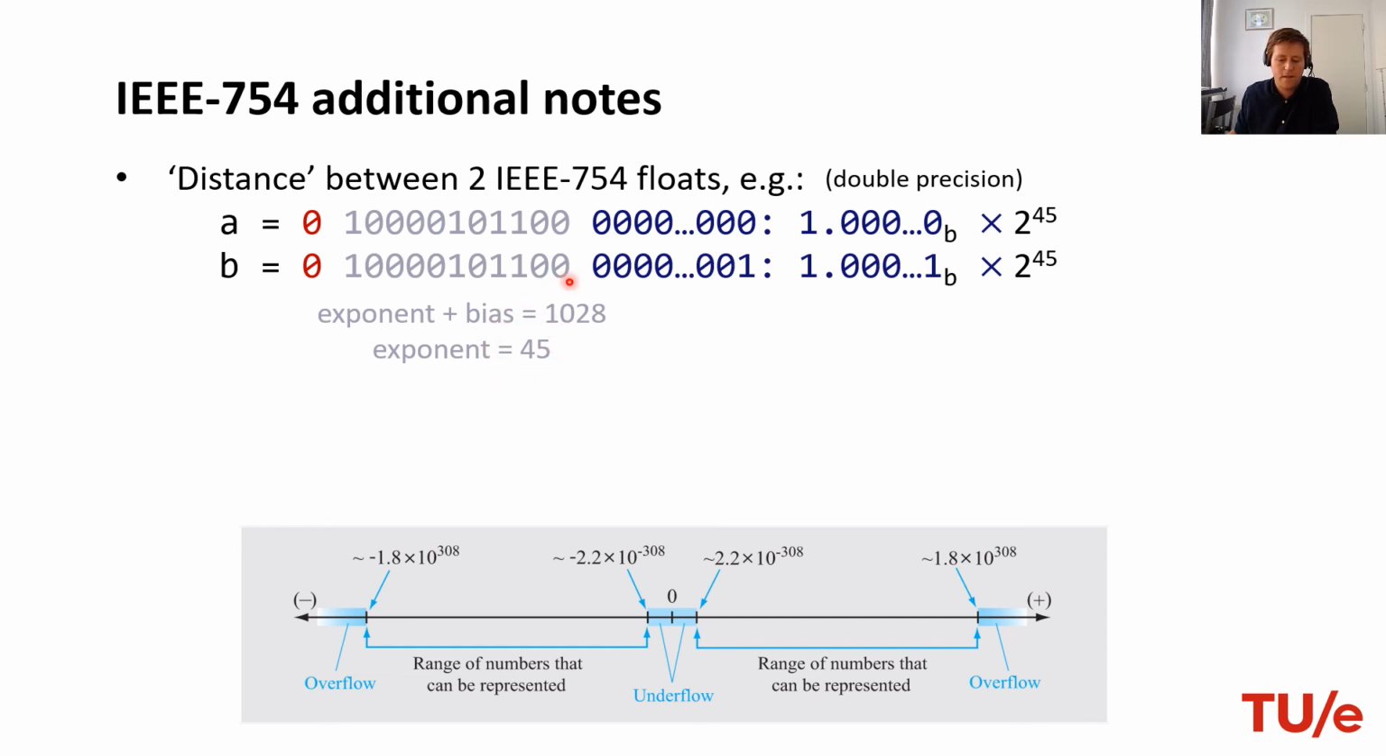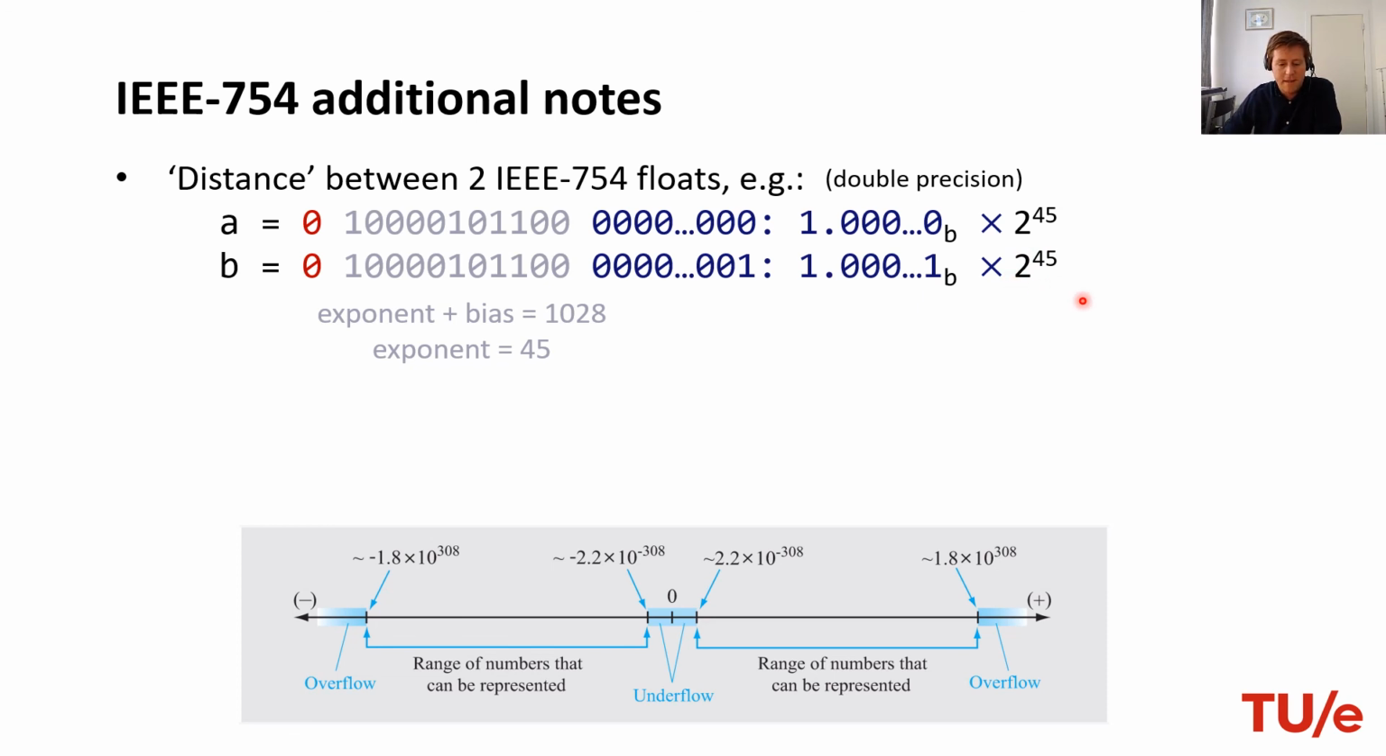This would translate to this for the exponent plus bias. To make the smallest observable difference between two floating point numbers, we just add a 1 to the very last digit of the mantissa. So number A is equal to 1 times 2 to the power of 45, and number B would be 1.00 and then a lot of zeros, 52 zeros and then a 1 in binary representation, times 2 to the power of 45.